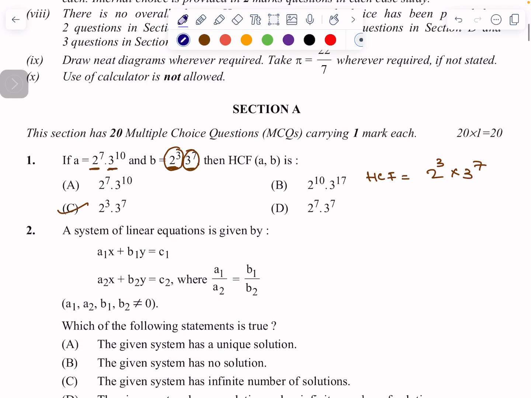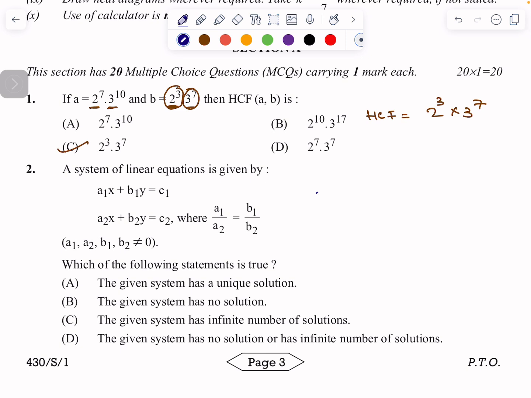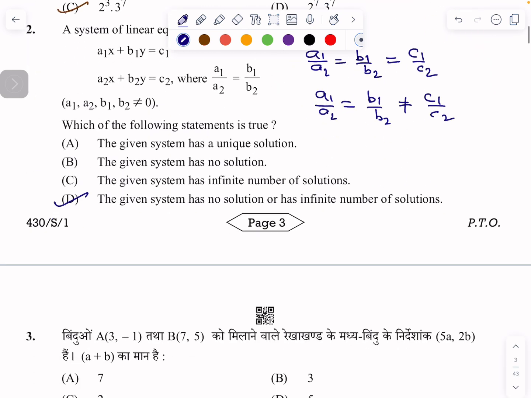And the next question we have here. A system of linear equations is given by a1x plus b1y equal to c1, a2x plus b2y equal to c2, with a1 by a2 equal to b1 by b2. Here we have two conditions for this. a1 by a2 is equal to b1 by b2, and c1 by c2 is also equal, and in the second case a1 by a2 equal to b1 by b2 not equal to c1 by c2. It means the given system has no solution or has an infinite number of solutions. So here option D is matching. Move on to the next question.